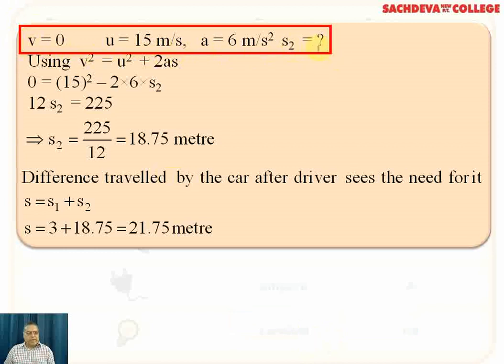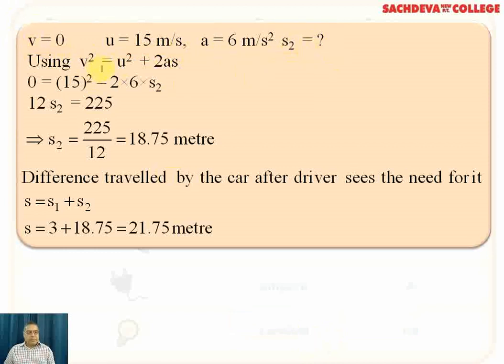So we use the equation v square minus u square is equal to 2as, or v square is equal to u square plus 2as. We compute the values and the value will come as 18.75 meters. So the distance traveled by the car after the driver sees the need for it, that is S, is equal to S1 plus S2. So putting in both the values, our conclusion will be 21.75 meters.